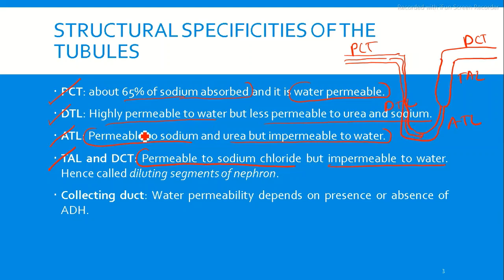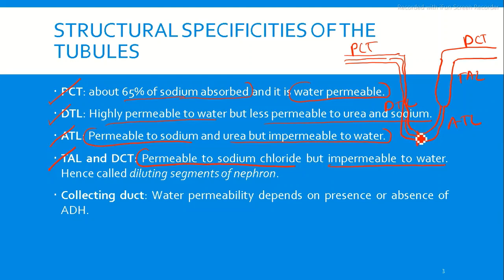Okay, so the permeability to water is there, but this particular portion is impermeable to urea and sodium. So what happens is that the tonicity of the fluid inside this tubule increases. So at this level, the fluid inside the tubule is hypertonic.